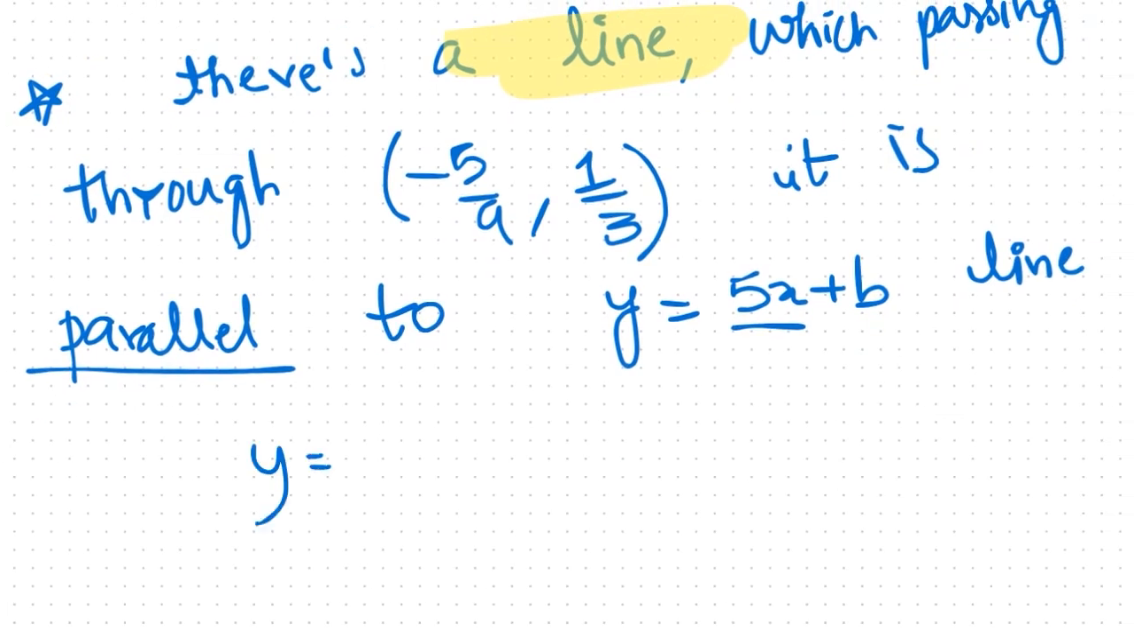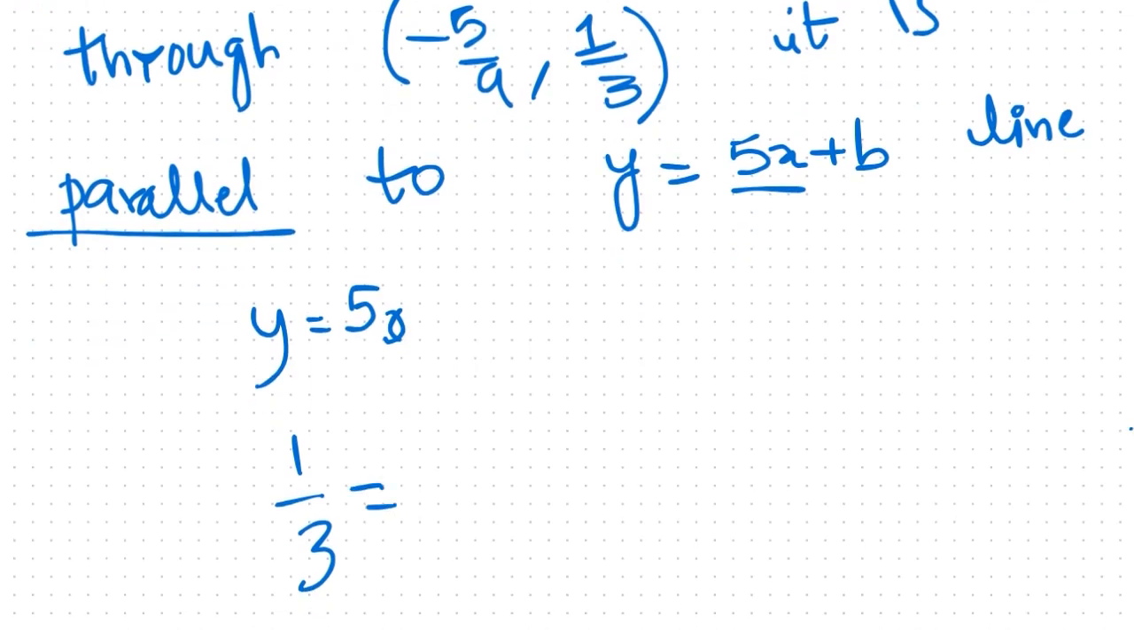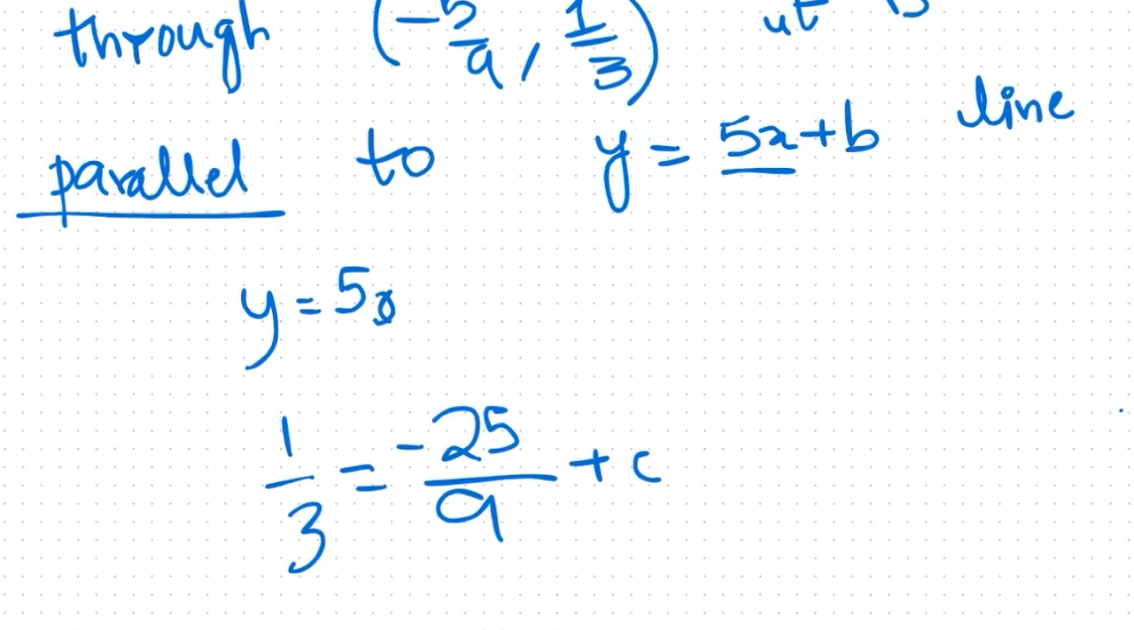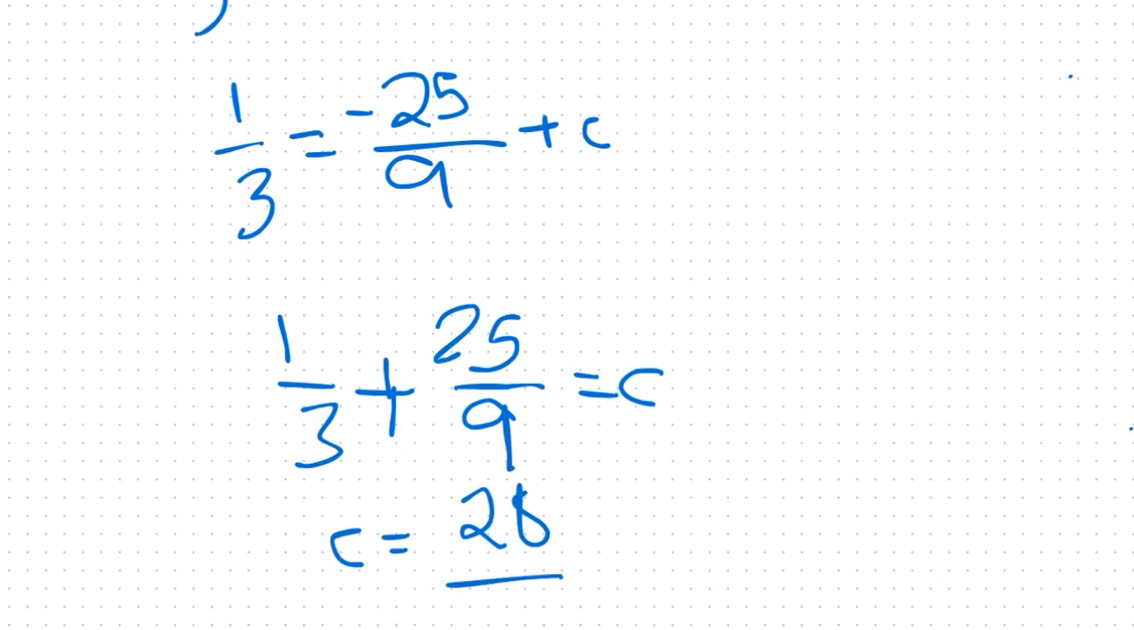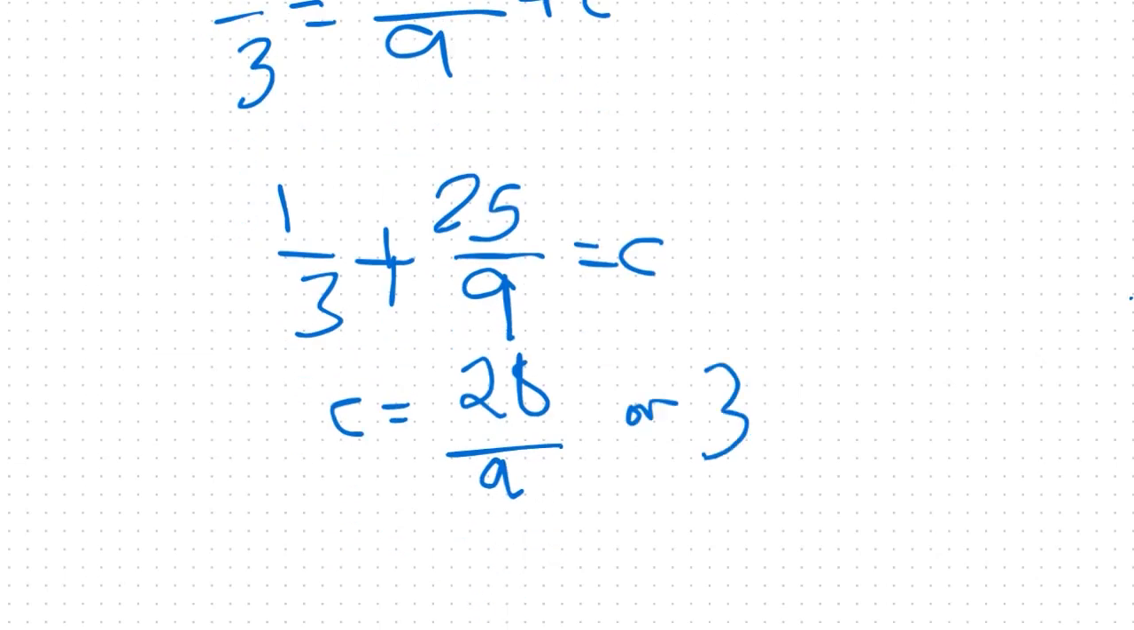y equals 5x plus c. So y is 1/3, and 5x is minus 25 over 9, plus c. And then we take it to the other side: 1/3 plus 25 over 9, which is 28 over 9, equal to c. So c is equal to 3 1/9.